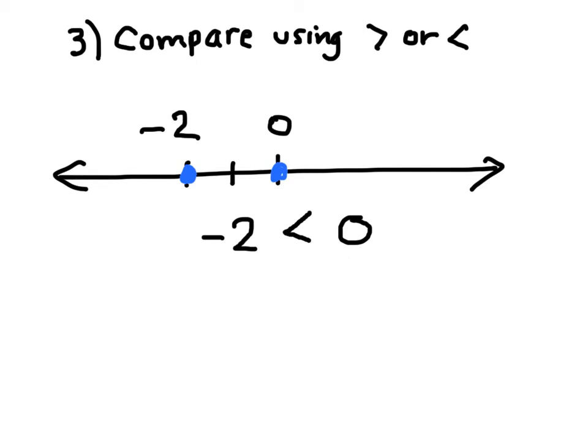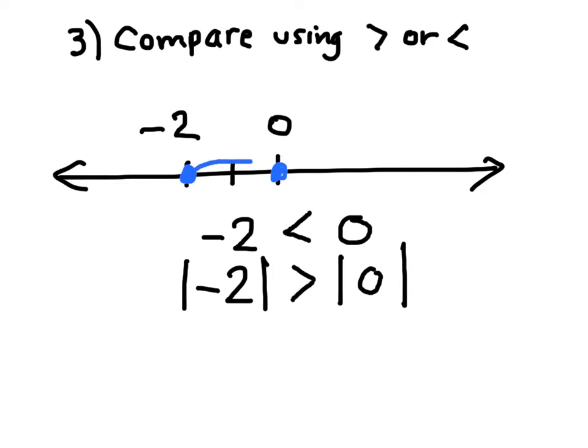Now let's compare absolute values. Absolute value of -2 and the absolute value of 0. So what would you put for this? Well, if you put greater than, you're correct. Absolute value of -2 is a distance of 2 from 0, whereas 0 is right on itself, so it's a 0 distance away. So the absolute value of -2 is 2, the absolute value of 0 is 0, and 2 is greater than 0. Okay?